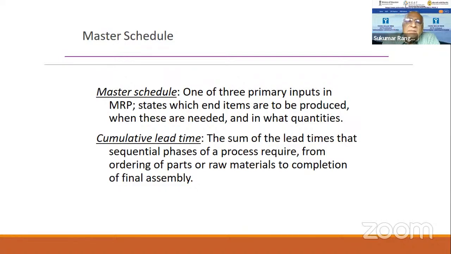The sum of lead times that sequential phases of a process require, from ordering of parts or raw materials to completion of the final assembly. That is the total lead time for manufacturing. Could be within an 8-hour shift, or sometimes it can be more than that, depending upon what are the processes which are there from starting to end.